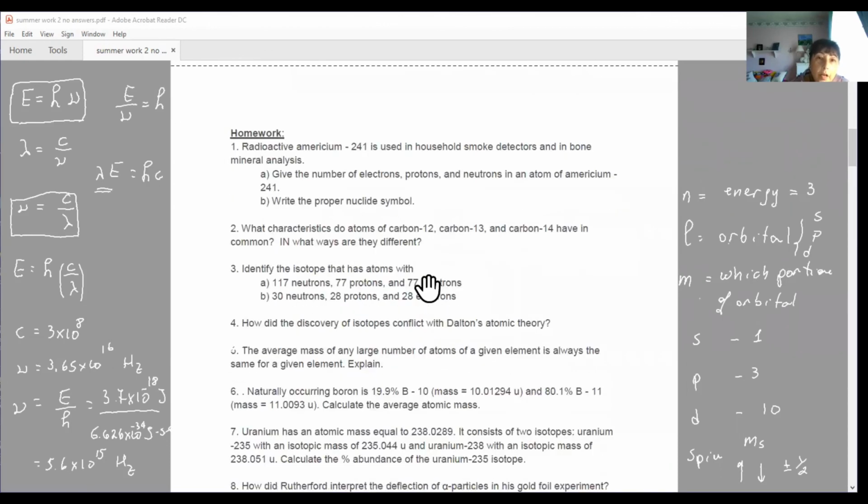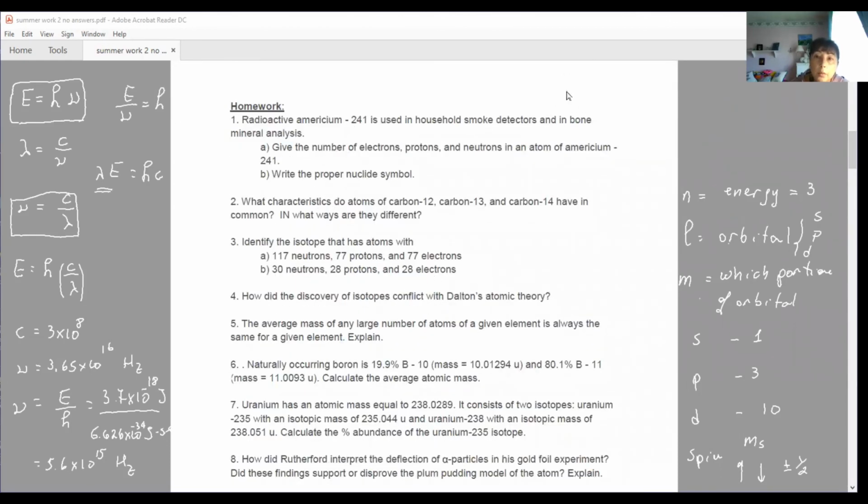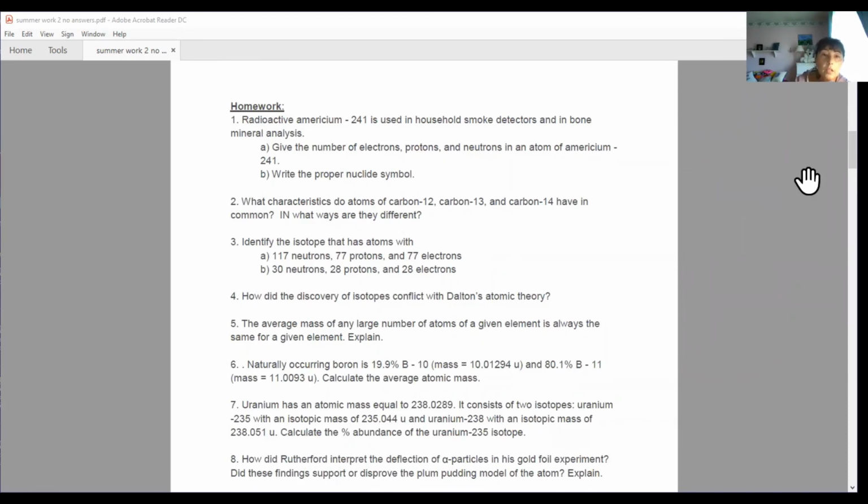Okay, so for the homework portion instead. So we have radioactive americium 241 is used in household smoke detectors and in bone mineral analysis. Give the number of electrons. So we have americium, which is Am, and so what does it say? And this is 241. So this is the mass. So 241 has to stay on top.